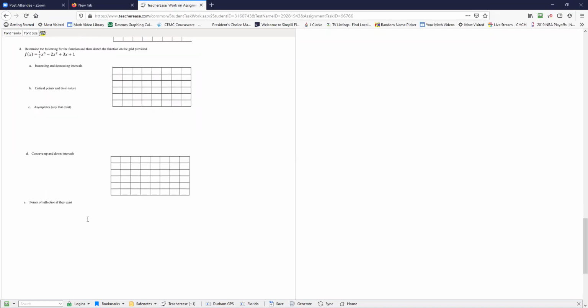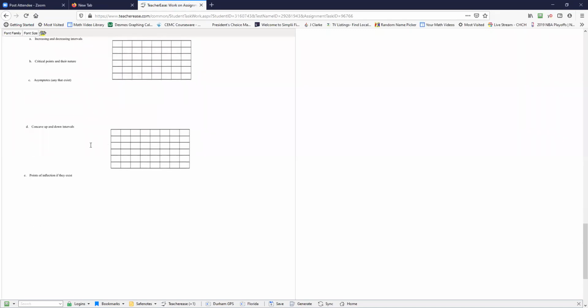Points of inflection: once you've already set up a table for concave up and down, you don't need another table for points of inflection, because all you need to do now is look at your table and ask, where did my concavity change? Was I concave up followed by concave down? Whatever that point is in between those two sections, the linking point, that's where my point of inflection is, okay?